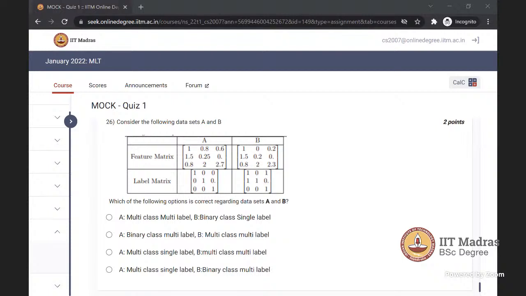Okay. So if the label matrix is just an identity matrix, it basically means it is multi-class but single label. And obviously, if you see B, it is not an identity matrix. Then it is also multi-class, also multi-label. So what is happening is sample 1 is being labeled with 2 values, sample 2 is also being labeled with 2 values, and sample 3 is being labeled with 1 value. That is how I see it.